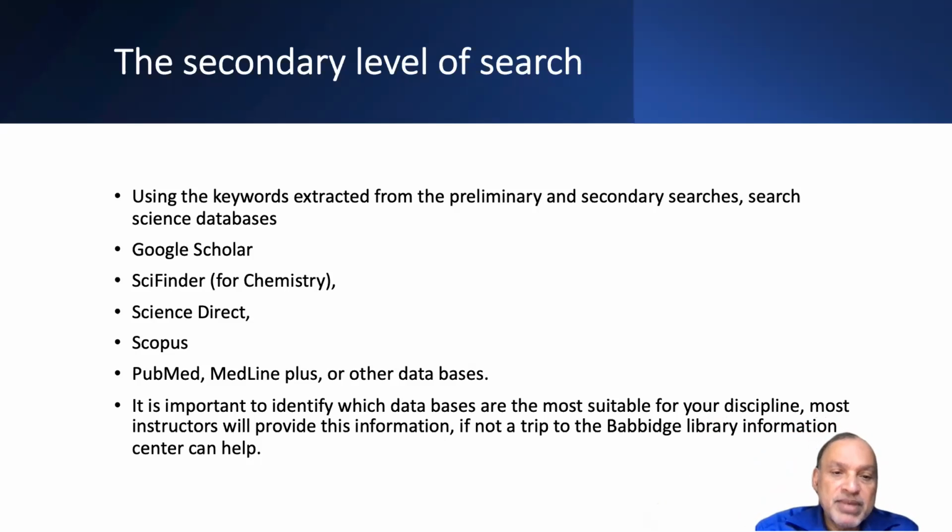Scopus, PubMed, Medline, all these are different databases, different engines, and the University of Connecticut subscribes to most of these. So you'll have access to all of them. But the degree of access may differ and the point of access may differ. But we will focus on SciFinder as our most important engine to get the literature search.